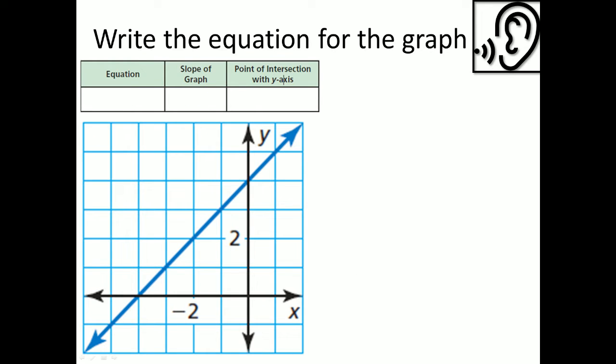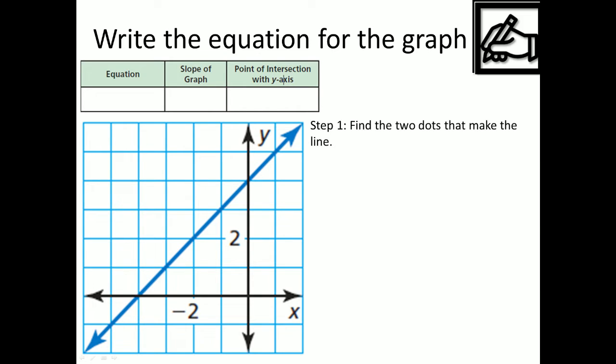Alright, this is number 2. Again, here is our graph. First step is to find the two dots that make up the line. One here at the first intersection, there is at the other intersection. The first one is negative 4, comma, 0, and the second one is 0, comma, 4.